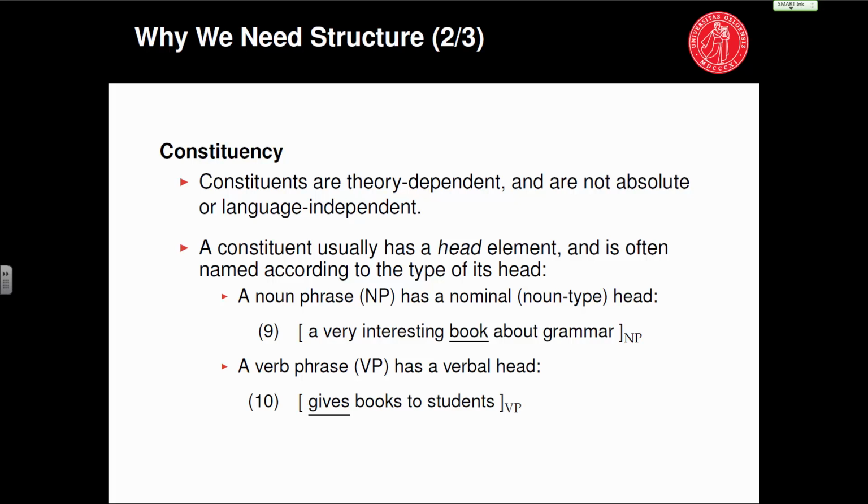Gives books to students. It's about a giving activity, and hence it makes sense to say that give is the head here. Give tells us that I need another two things. Give actually needs two arguments. We're omitting the subject, the giver, currently. And that's what we will call a verb phrase, because its head is a verb. So that's the notion of constituents and of heads, and they are closely interrelated. Any questions? Doing a crash course in basics of formal syntax here.